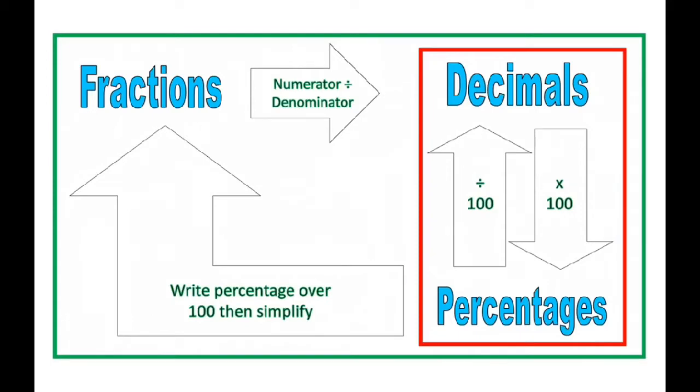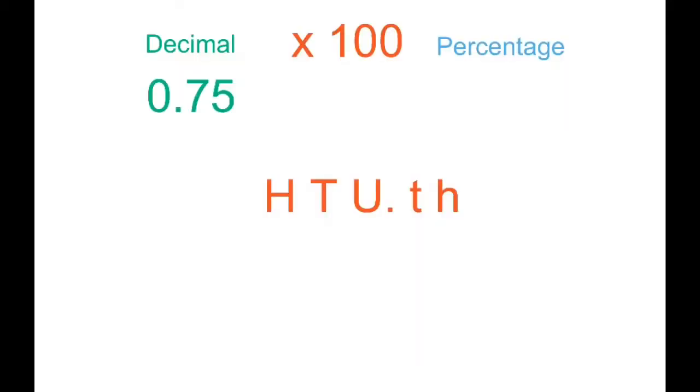I'm going to start with converting between a decimal and a percentage. To convert between a decimal and a percentage, you first need to realise that a decimal is part of 1, so a small part of 1 whole, and a percentage is part of 100. So to convert from a decimal to a percentage, you need to multiply by 100.